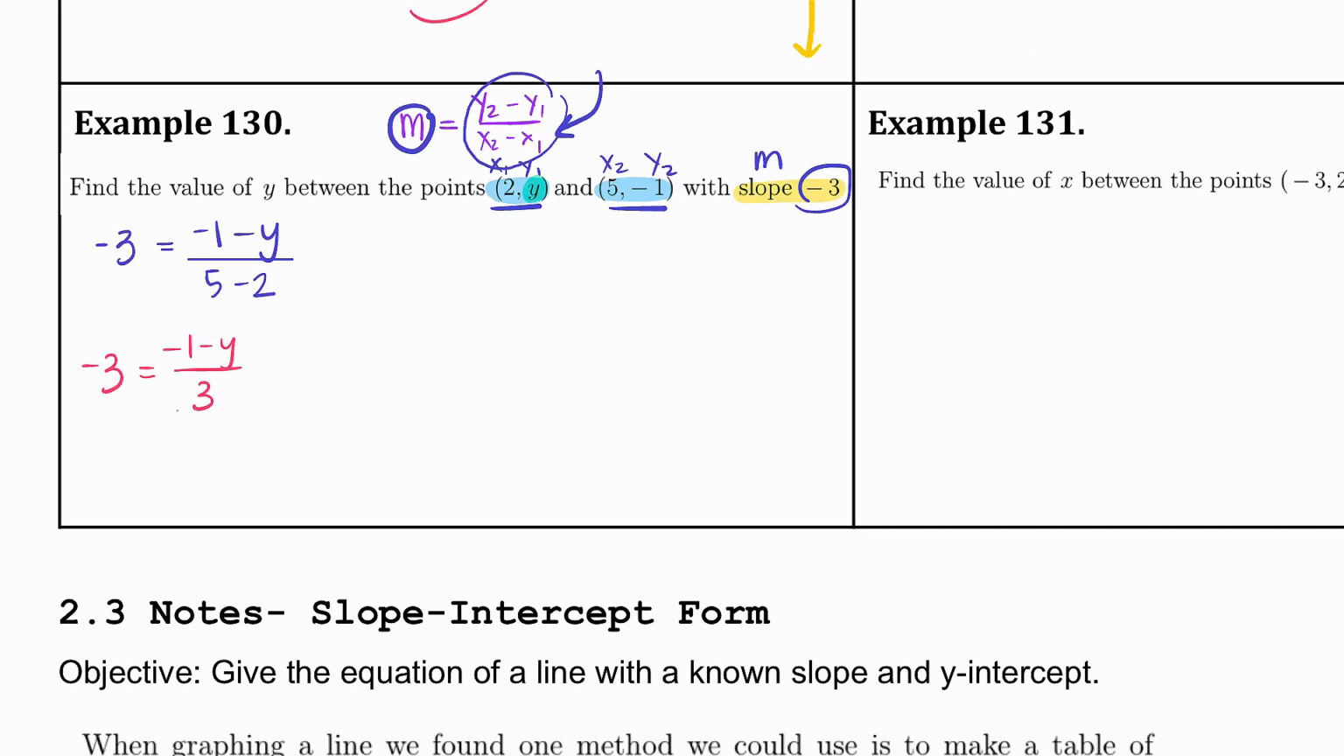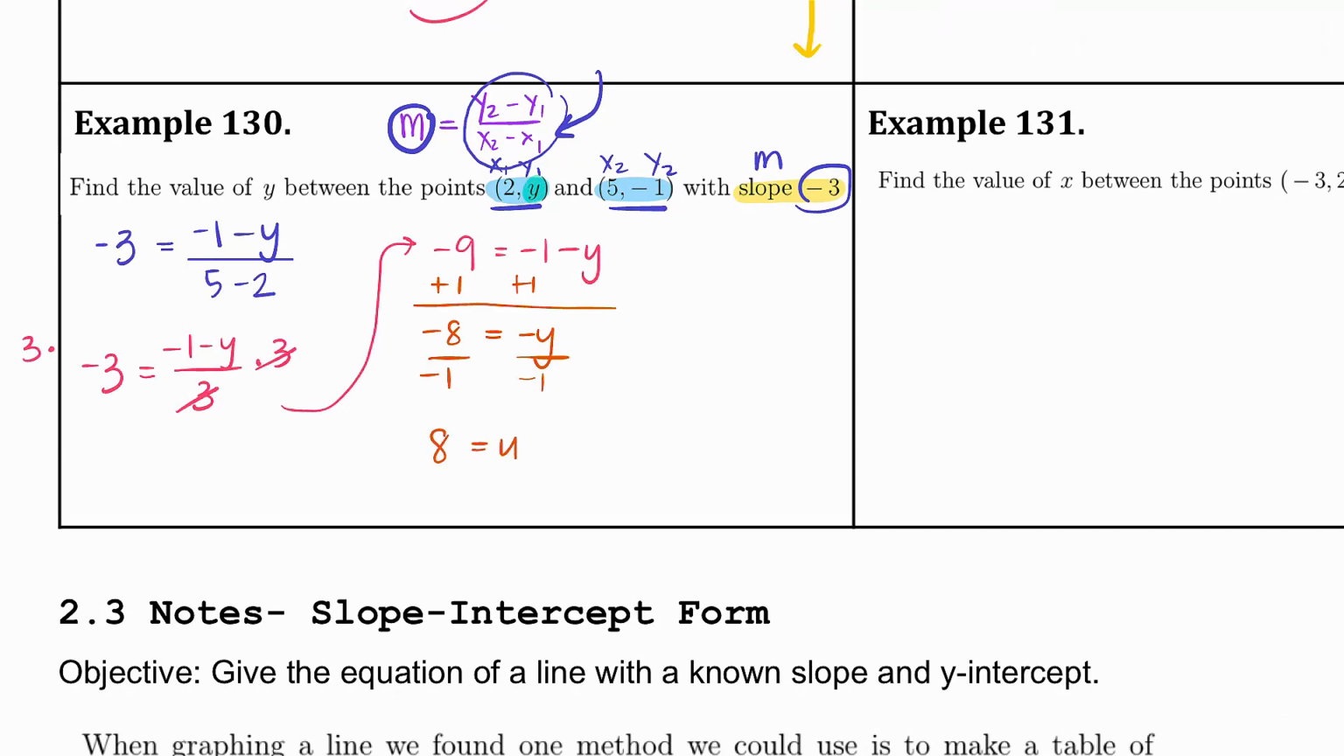All right, if I want to get rid of this division by 3, I'm going to multiply both sides by 3. Division and multiplication cancel. I'm left with negative 9 on my left side equals negative 1 minus y. If we keep solving, we add 1, and we get negative 8 equals negative y. To get y alone, we can divide by negative 1, and we get that our missing value of y is positive 8.